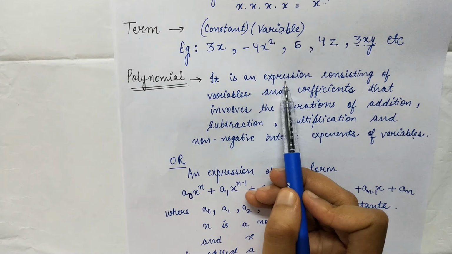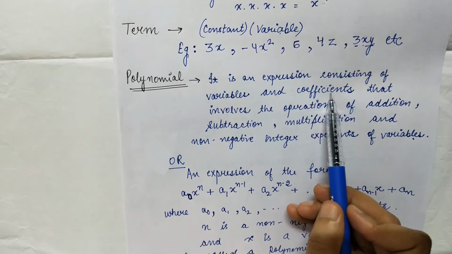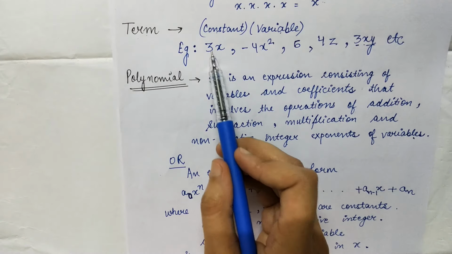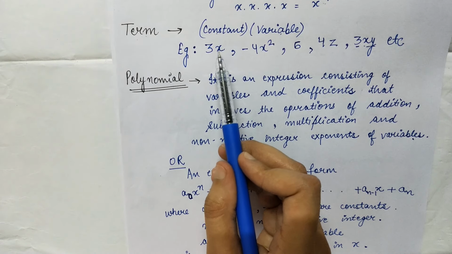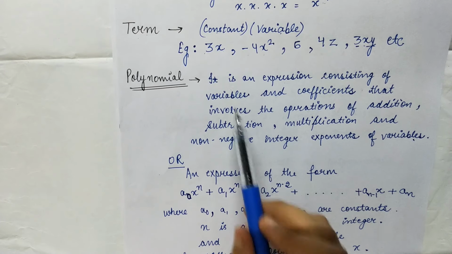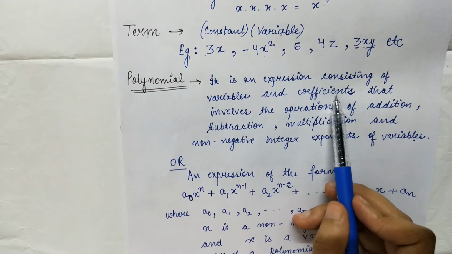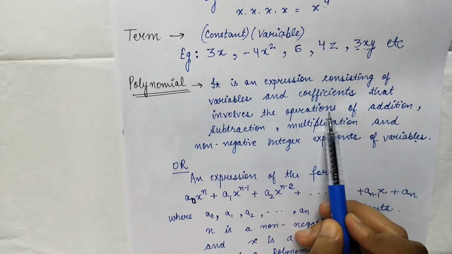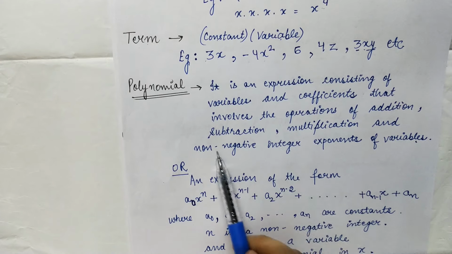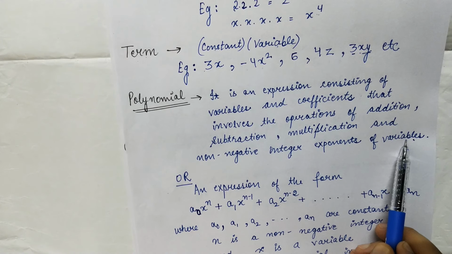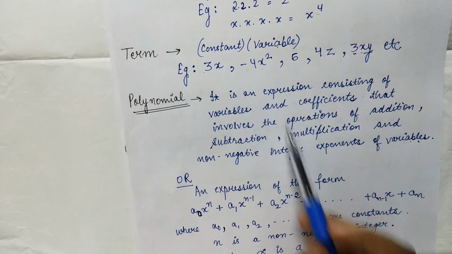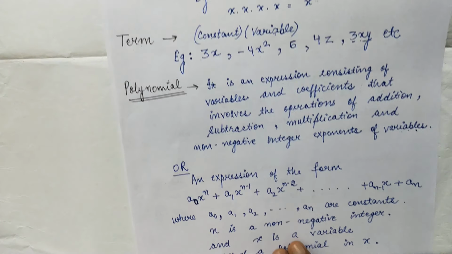A polynomial is an expression in which variables and coefficients are used. Coefficients are constants which we use with the variable. Like in 3x, the coefficient of x is 3. The coefficient of x square is minus 4. So it is an expression consisting of variables and coefficients that involves operations, any operation, addition, subtraction, multiplication. Okay, and non-negative integer exponents of variables. There will be non-negative integer exponents of the variable. I'll give examples of polynomials, then you'll come to know. This is the definition.